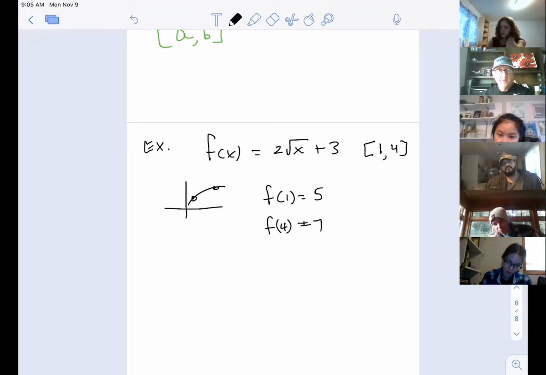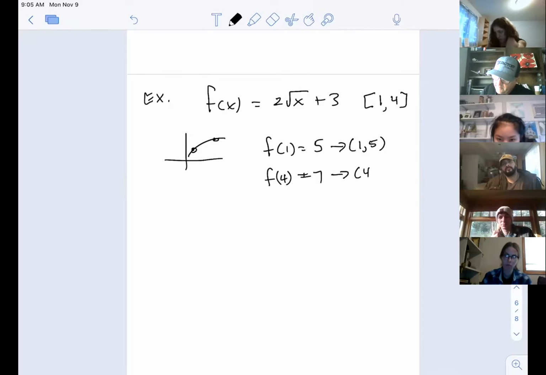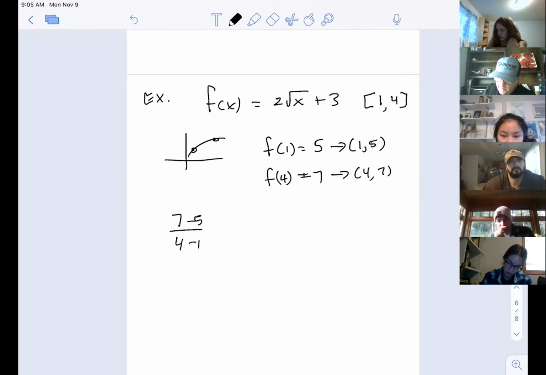So there's my points. And so now I have these coordinates. So I have the point (1, 5). Then I have the point (4, 7), and so now it's easy to find the average slope, the average rate of change. And so I can say easy, 7 minus 5 over 4 minus 1. So I got a slope of 2/3. Great, that's the average slope.